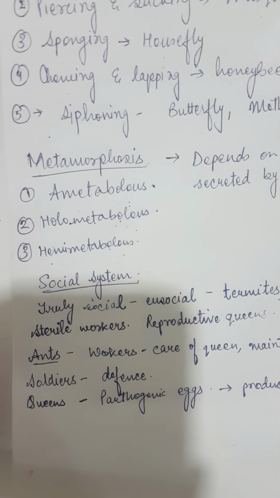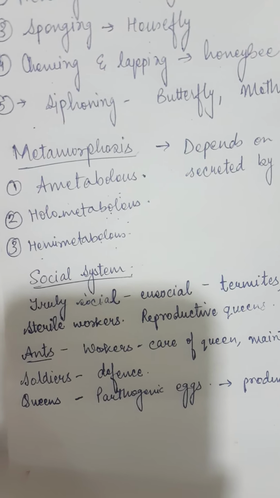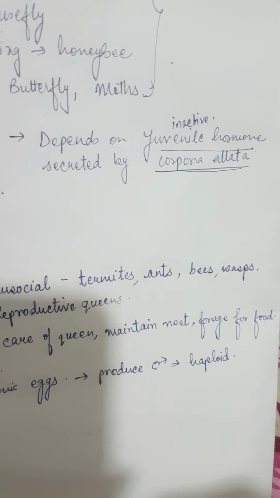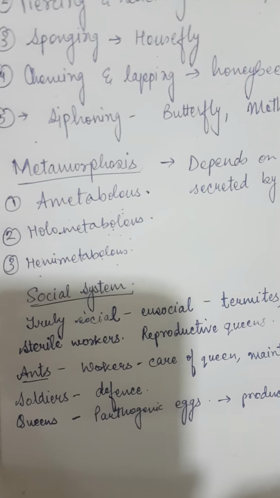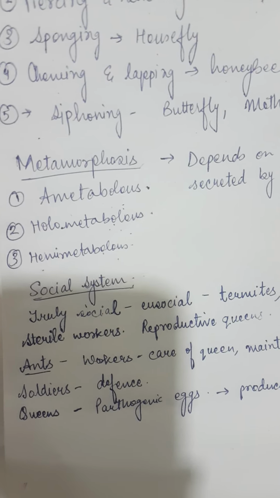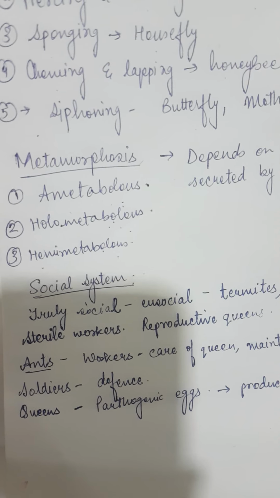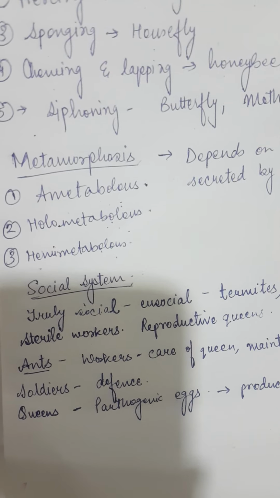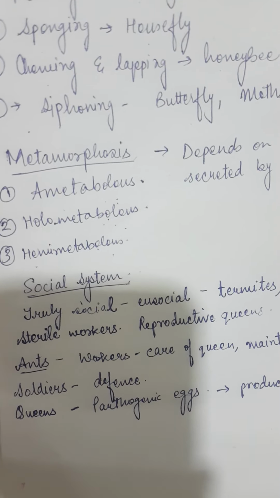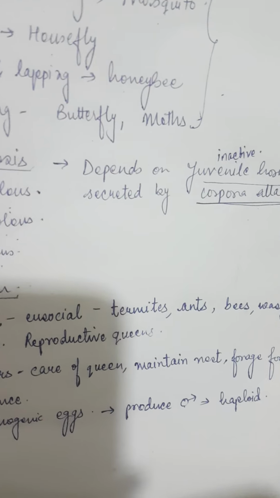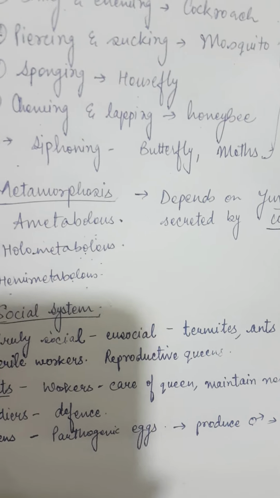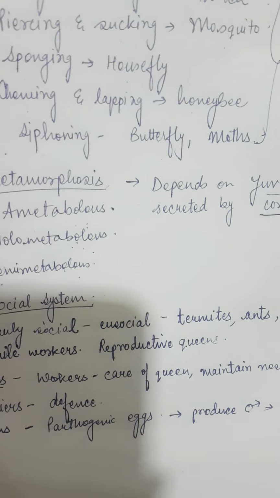If we see the detail in the case of ants, they have workers which take care of the queen. They will maintain the nest and go look for the food and bring it to the nest for the queen. Then there are soldiers who take care of the nest by performing defensive activities, and the queen will produce parthenogenetic eggs, that is without fertilization, from which the males will be produced, and therefore they are haploid. The males produced will soon die after mating. Their sole purpose is to mate, and after mating they will die.